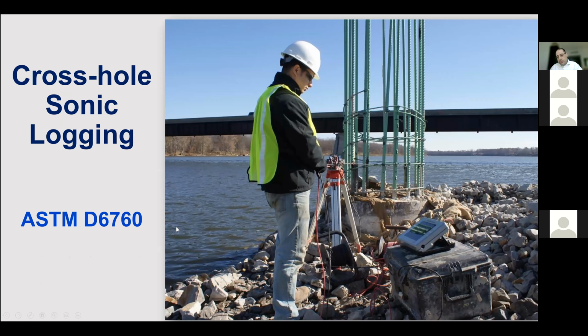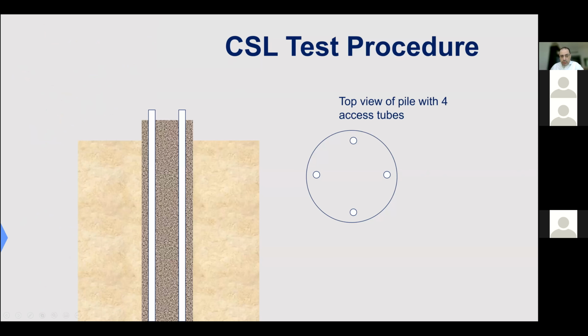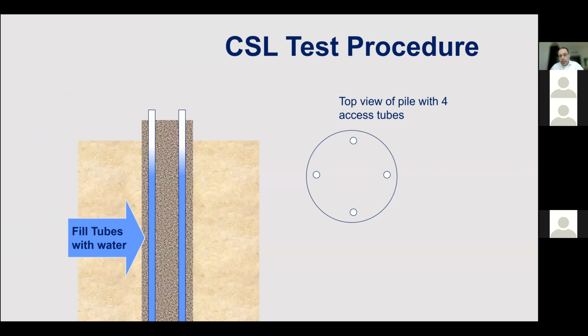The second method, just to have a quick overview, is cross-hole sonic logging, which is described in ASTM D6760. Usually, the recommendation is to have one access tube every 300 millimeters of shaft diameter. So if you have a 1 meter shaft, you typically have 4 access tubes.